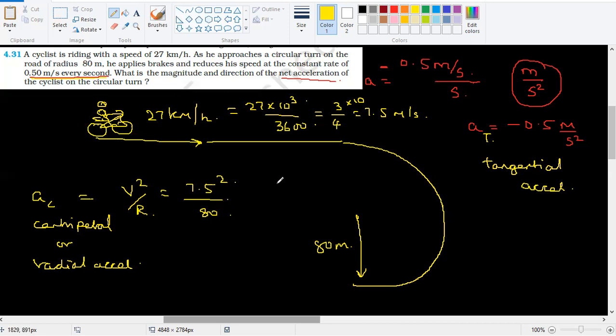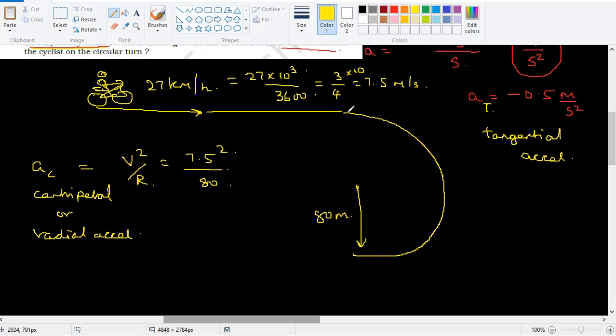So listen carefully. Tangential acceleration is along this tangent. If it is increasing the speed, I would have shown it like this. Since it is decreasing the speed, I have to show it in the opposite direction. So the tangential acceleration is this way because it is decreasing the speed. And since centripetal acceleration is acting towards the center, this is AC. So the net acceleration means you have to do vector addition. So this is your net acceleration, A net.